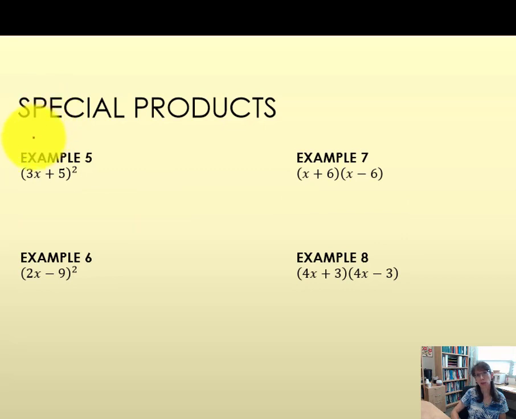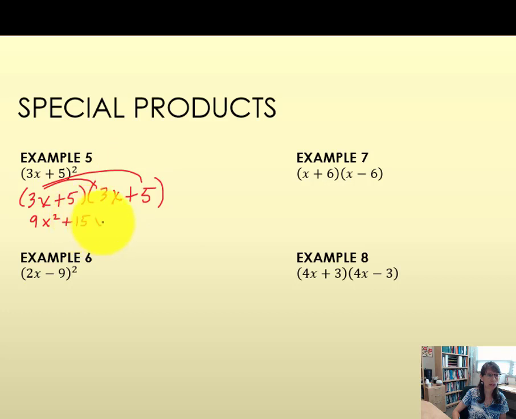Here we have what are called special products because you can see that the binomial is raised to the power of 2. So that means we have two identical binomials to multiply. So we expand it first, and then you simply distribute like we've been doing. So 3x times 3x would be 9x squared. 3x times 5 is plus 15x. Next, you're going to distribute 5 times 3x to get 15x, and 5 times 5 for 25.